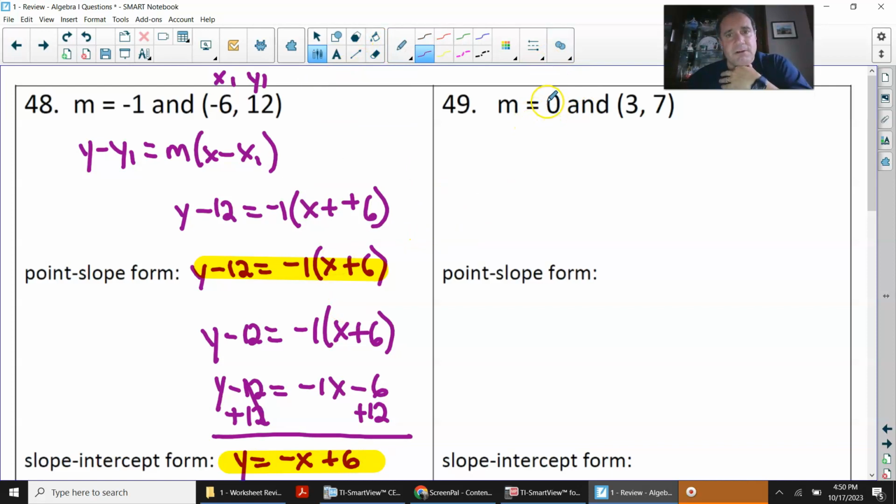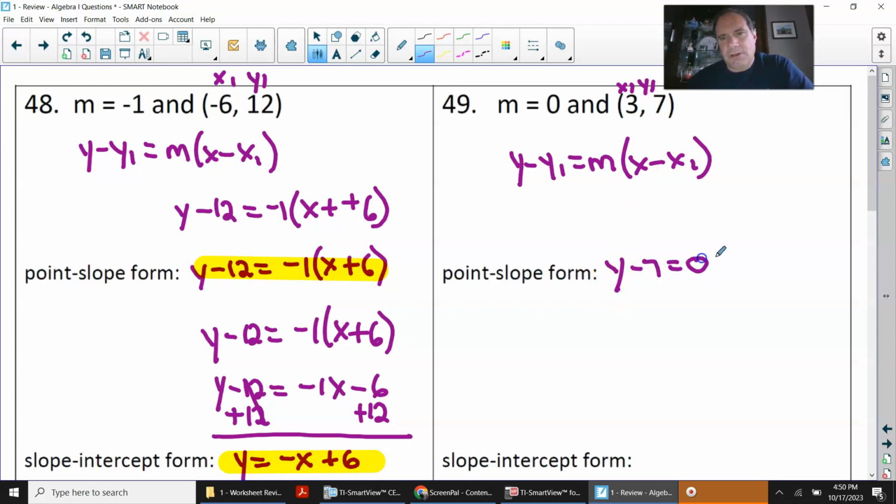The slope is 0 here, and then this is x1 and this is y1. So the slope is 0. It's a horizontal line. All right, so the point slope form is just simply, remember, y minus y1 equals m times x minus x1. So y minus y1 is y minus 7 equals 0 times x minus x1, which is 3. That is the point slope form.